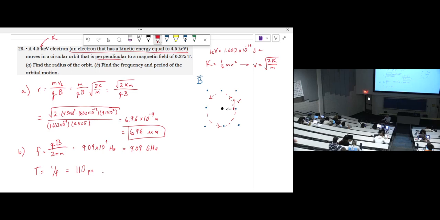T is how long does it take to complete one revolution? So T, for it to go from here all the way around to here, takes 1/10 of a nanosecond. And gigahertz, or hertz in general, is just how many times it does it every second. So it completes 9 billion orbits every second.